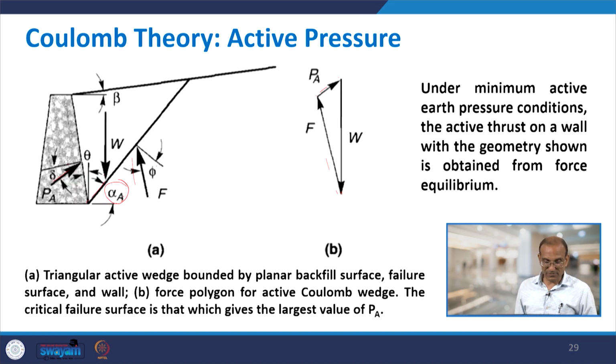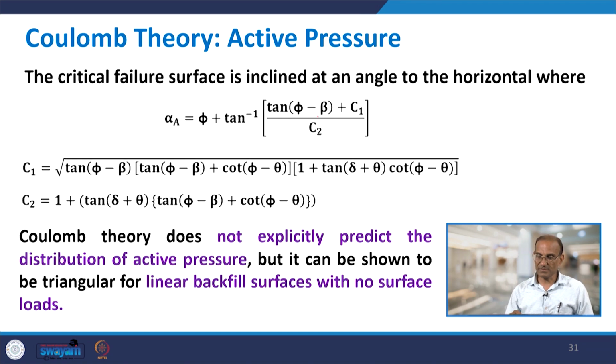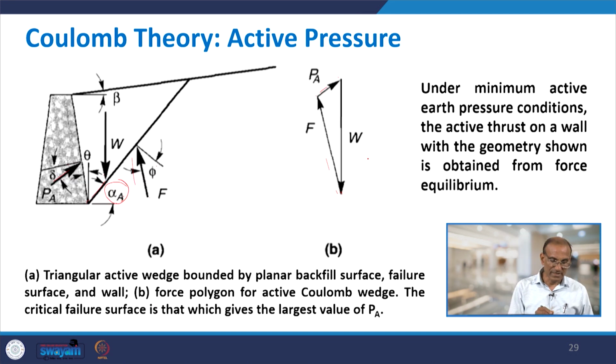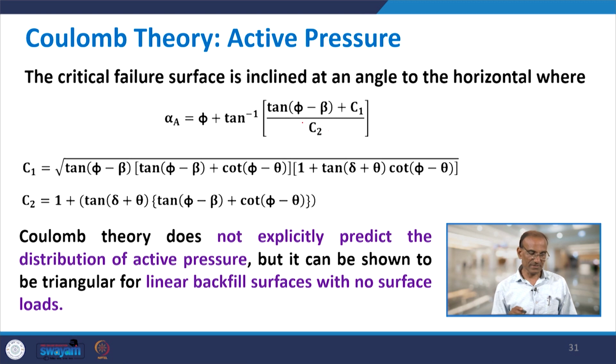Here in this case alpha A is given from this relation, involving tan phi minus beta plus C1 and C2. There are long equations for C1 and C2, which are again functions of phi, beta, theta and delta, all 4 angles. All 4 are known, and alpha is unknown, which can be found from this equation.